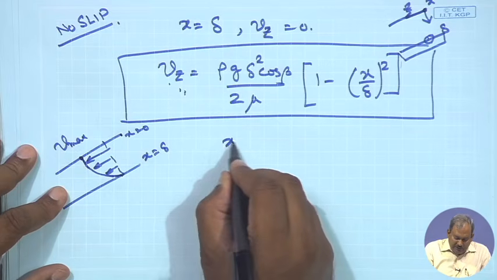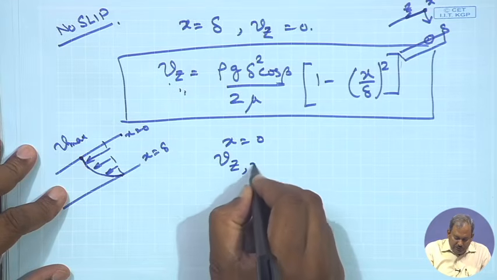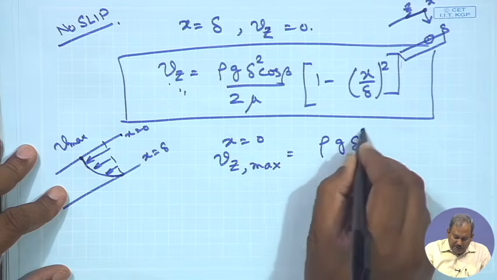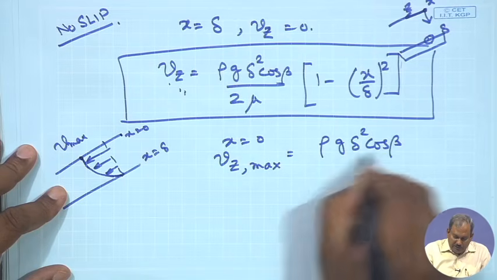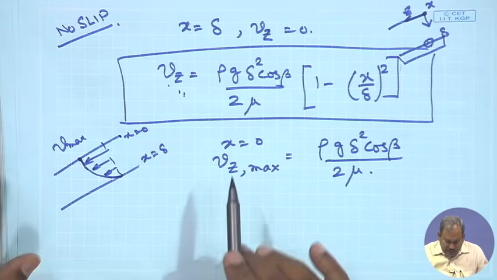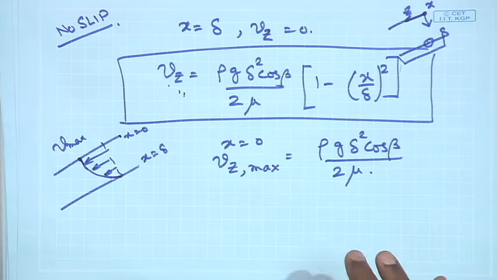So at x equals 0, you get your Vz to be the max, which would be rho g delta square cos beta by 2 mu. Whenever you model a system and solve an equation, you should always try to see if it is consistent with the physics of the process.